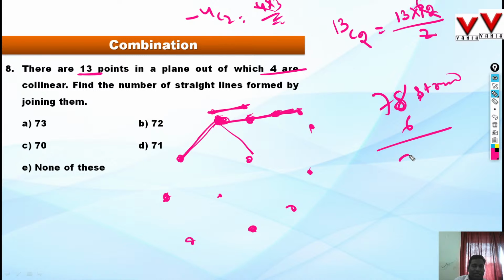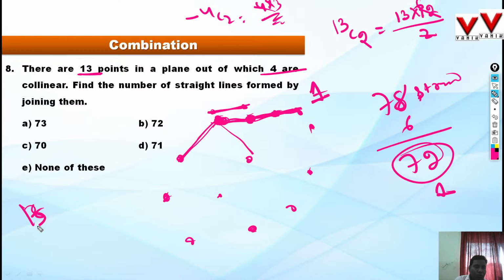But using these 4 points we can make only one straight line. So we added here 1. That means 13C2 minus 4C2 plus 1 for the one straight line. Are you clear? I think, Ajit. Any doubt?